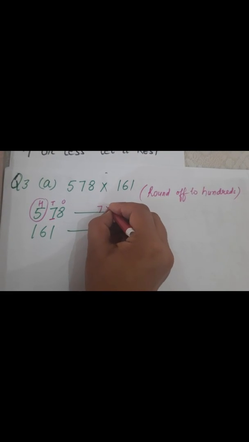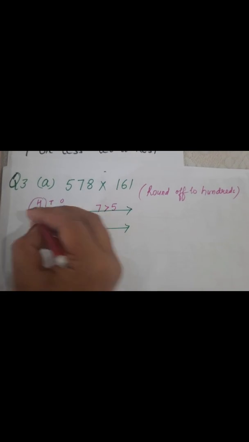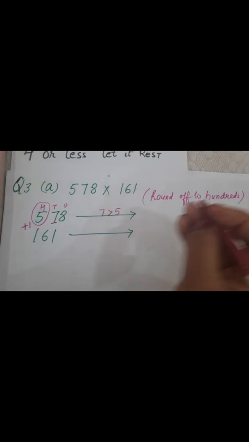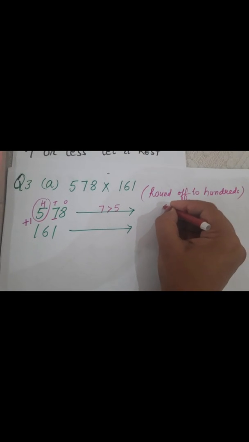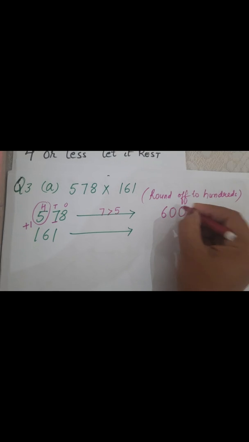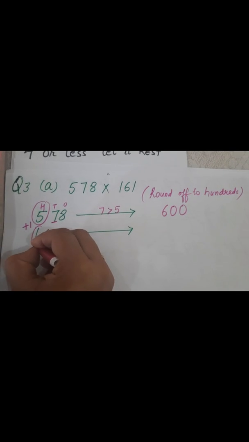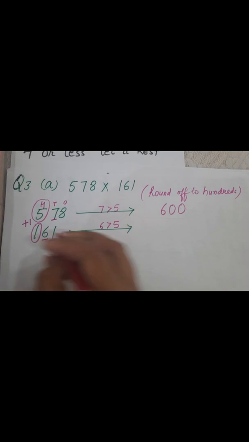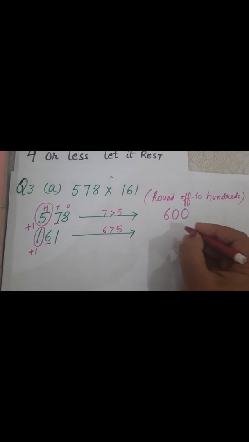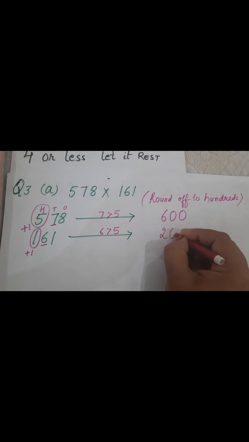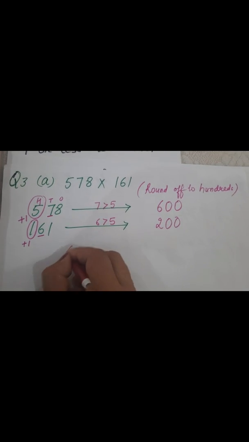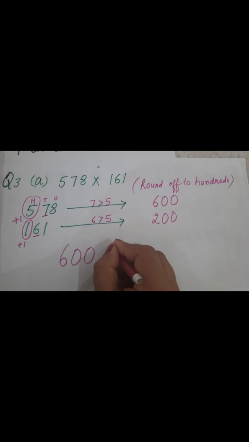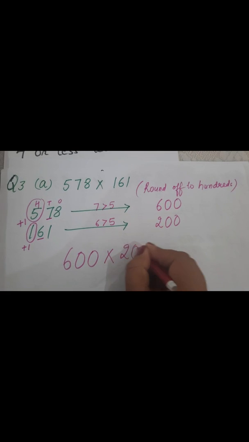This 7 is greater than 5, so I will add 1 to this 5, so it will become 600. Again circle this, underline 6. 6 is again greater than 5, so I will add 1 to 1, so it becomes 200. Now you have to multiply it, means 600 multiplied by 200.